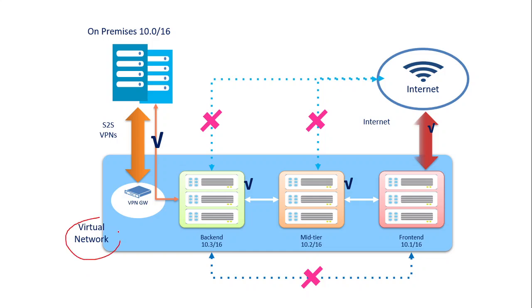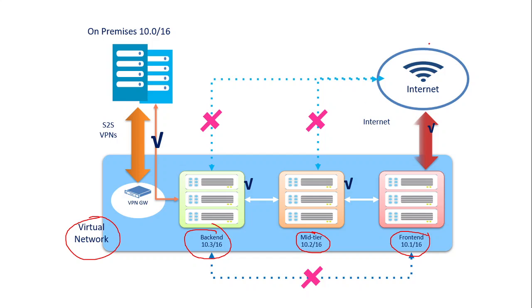This is my subnet. This is one subnet. This is the VNet. This is one subnet. This is another subnet. All right, and this is another subnet. This is the front end, middle tier, and back end network.